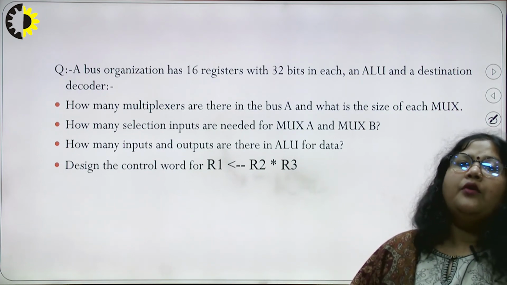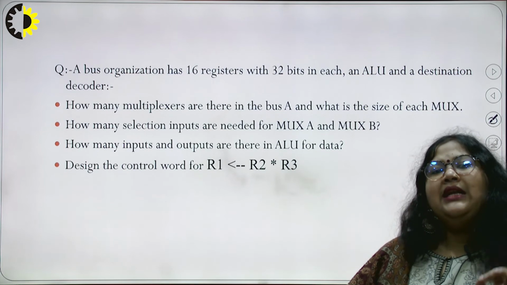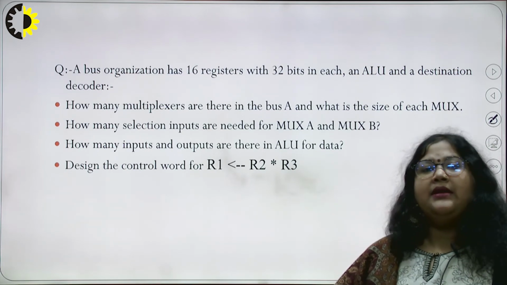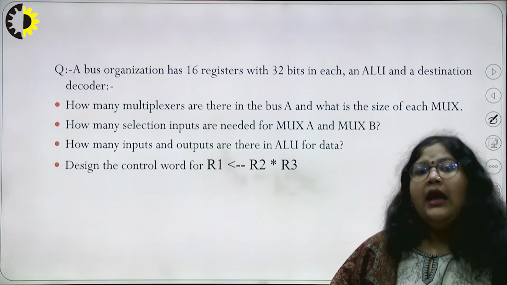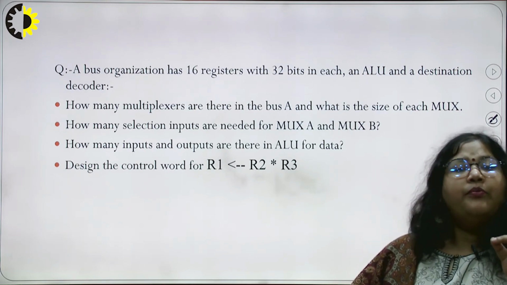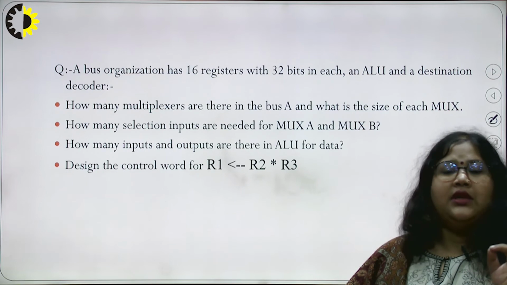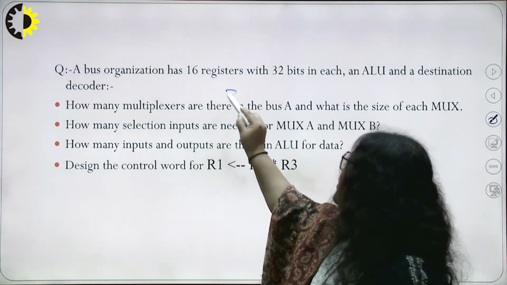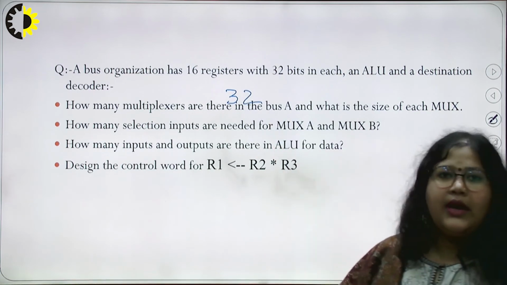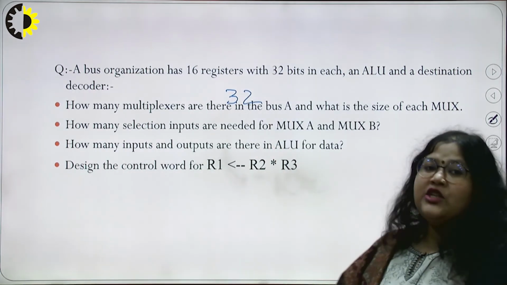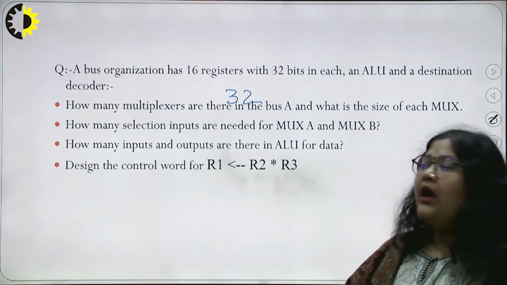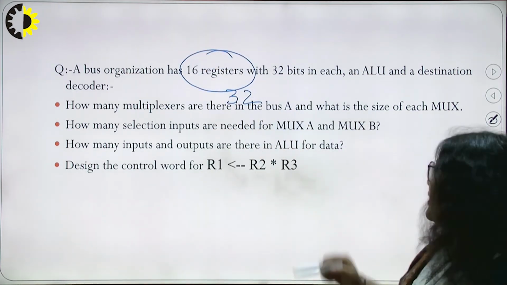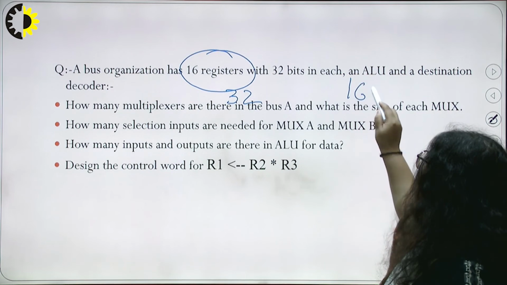So we find out how many multiplexers are there in bus A. The number of multiplexers depends on the number of bits. So how many bits are used? 32 bits are used. So how many multiplexers are needed for bus A? That is 32, right? What is the size of each mux? The size of the mux depends on the number of registers. There are 16 registers, so the size of the mux is 16:1 in this case.